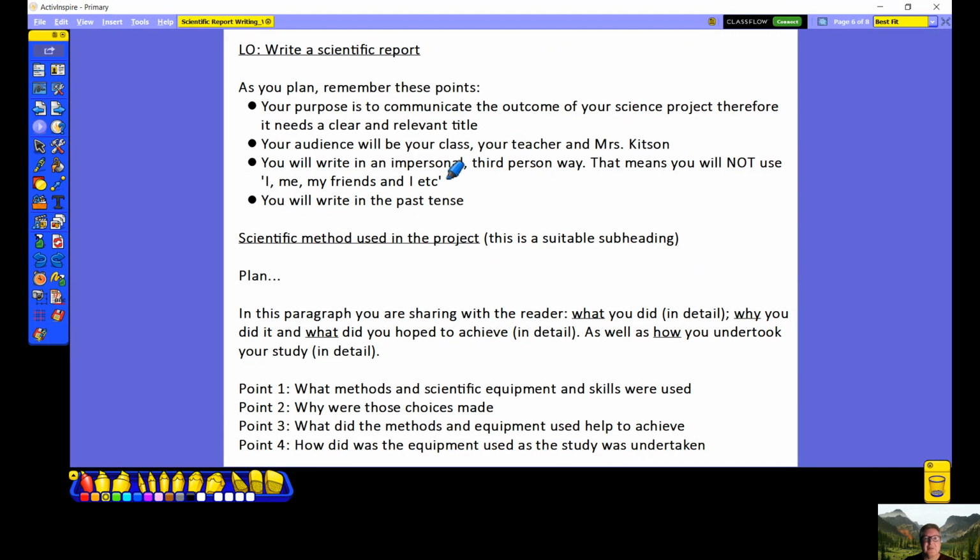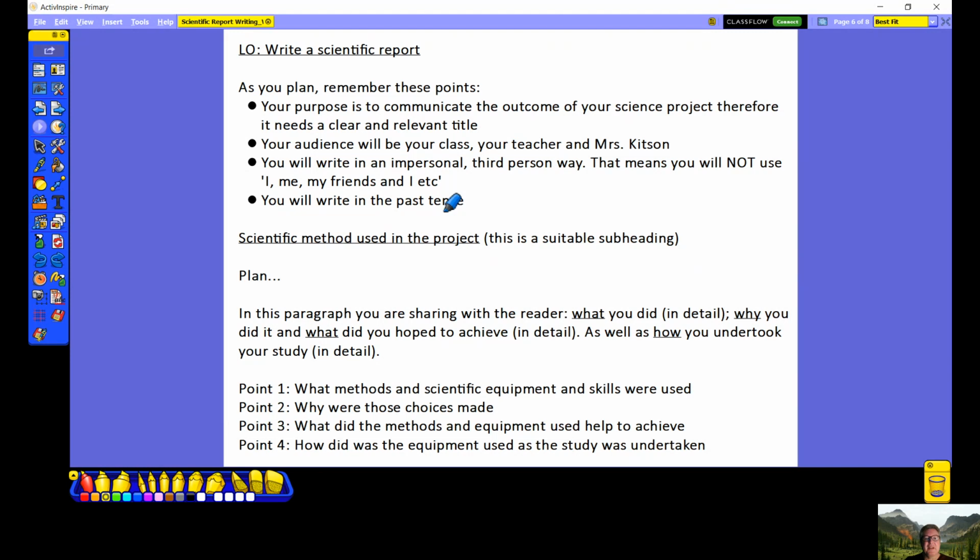It's impersonal. You have to think really carefully because it's so easy, isn't it, to just slip into "we", particularly "we" and "I", and mention people's names. But the impersonal third person way of writing is the science way. It's almost depersonalizing it and focusing on what actually happened. What did you want to find out? What did you actually do?